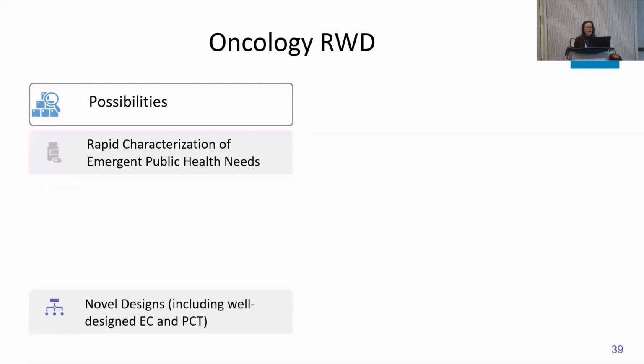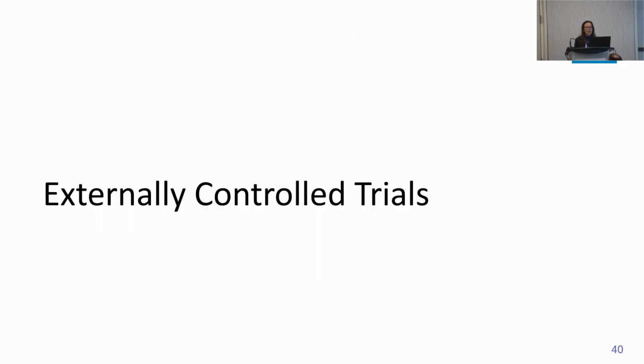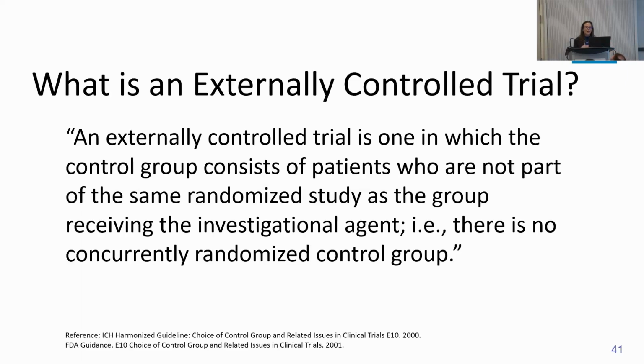So with that, I will talk about externally controlled trials. Externally controlled trials are an approach to evidence generation, and I would like to start with a definition to keep us all on the same page. An externally controlled trial is one in which the control group consists of patients who are not part of the same randomized study as the group receiving the investigational agent. In other words, there is no concurrently randomized control group.